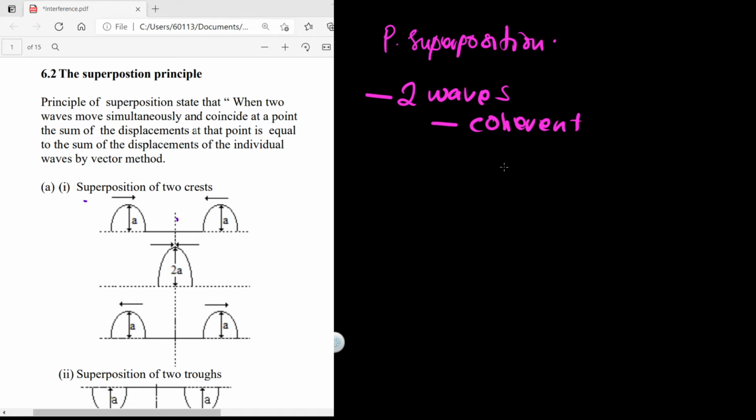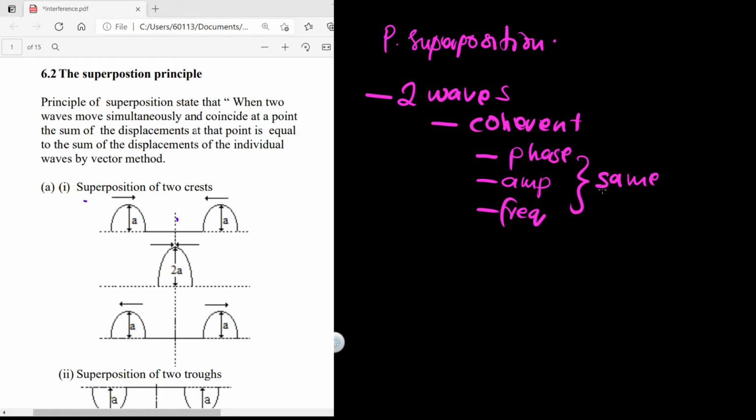We had discussed the term coherent before in our previous video. Coherent means the two waves must have the same phase, same amplitude, and same frequency. So if both waves have the same phase, amplitude, and frequency, then we can say that the waves are coherent. Must be the same.